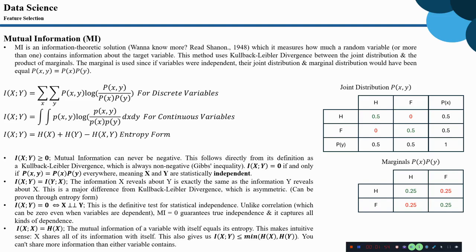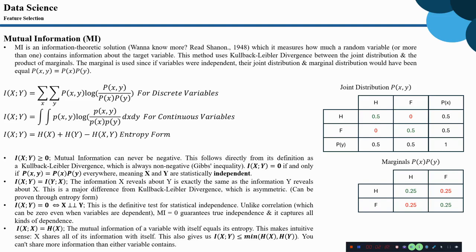So assume that you want to predict your stream flow. You use mutual information to see how much precipitation, soil moisture, and other variables contain information about your target variable. This method uses Kullback-Leibler divergence, which is a technique that calculates the distance between two probability distributions, between the joint distribution and the product of marginals, since if variables were independent, their joint distribution and the product of marginals would be equal.